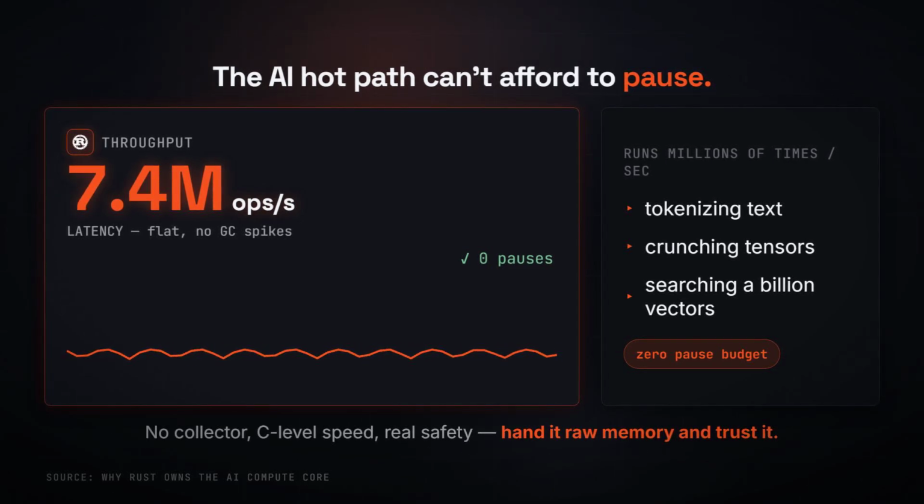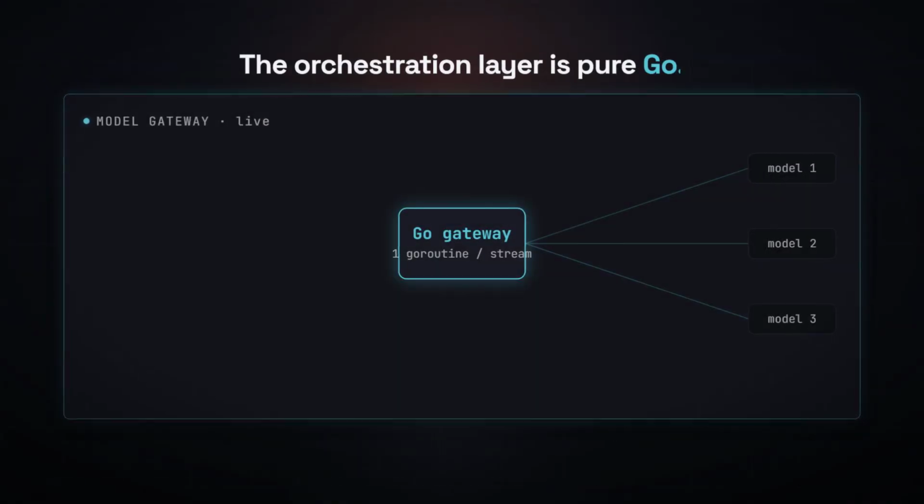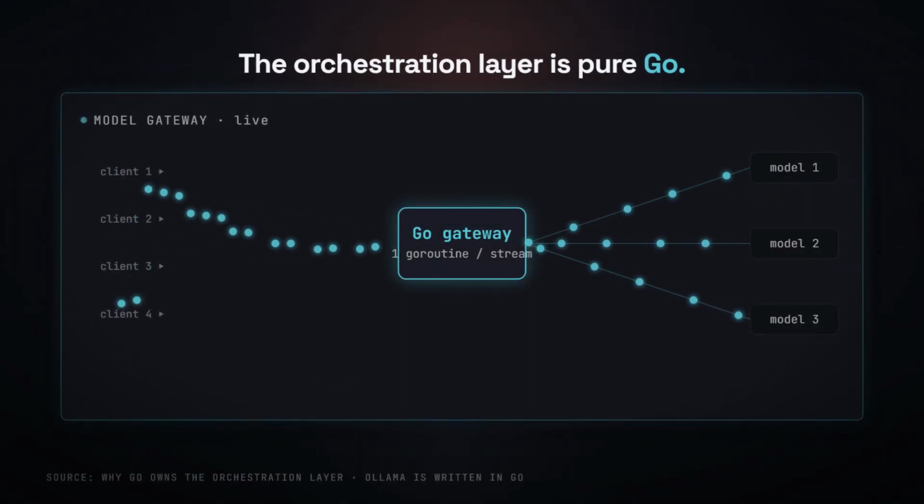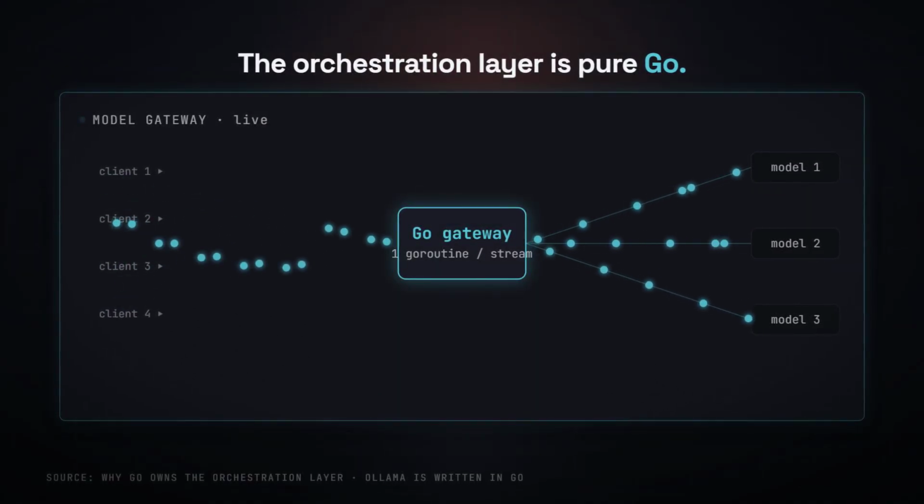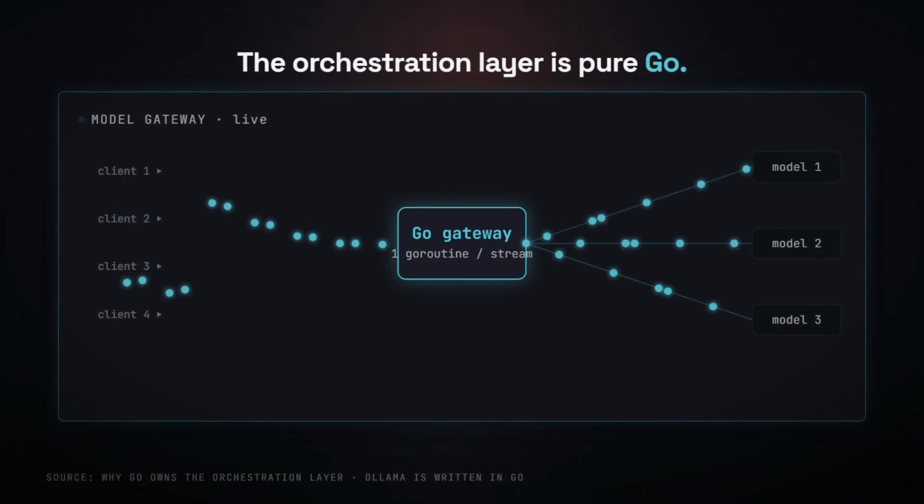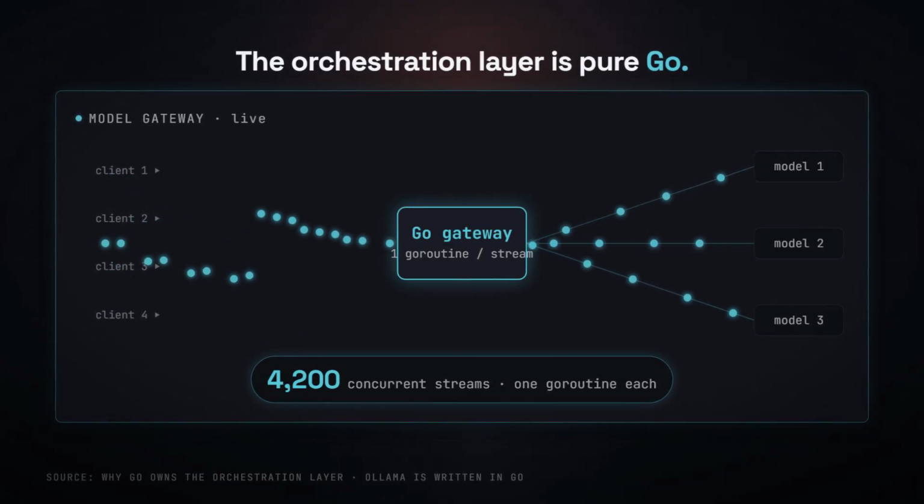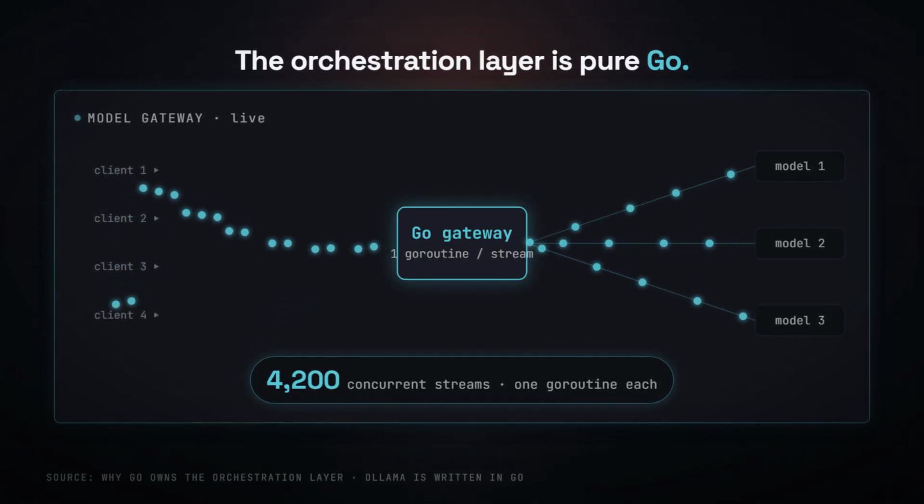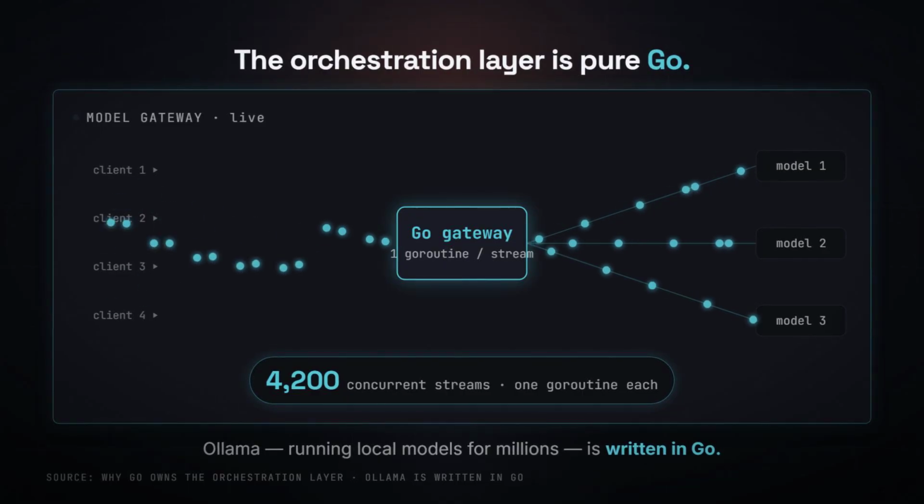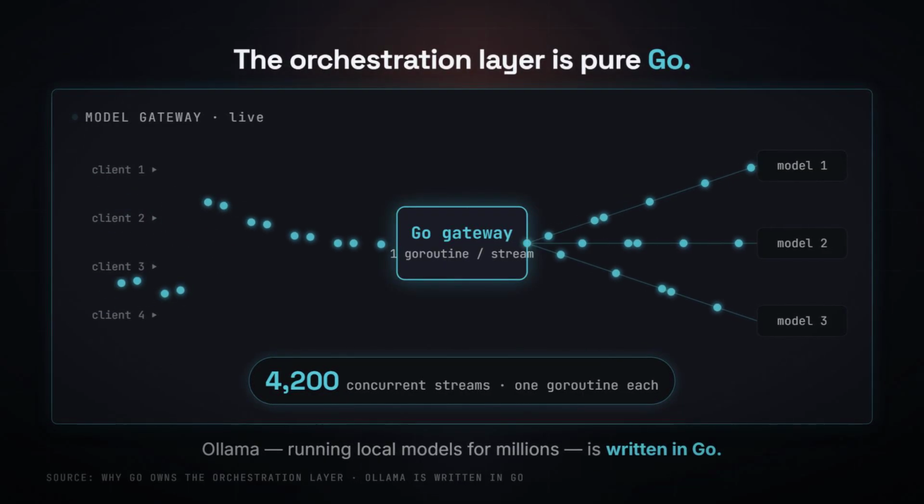That is exactly the AI hot path. Why Go for the orchestration? Because that layer is networking, concurrency, and glue, exactly Go's wheelhouse. A model gateway juggling thousands of streaming requests is one Goroutine each and you ship it in an afternoon. Ollama, the tool running local models for millions of developers, is written in Go.